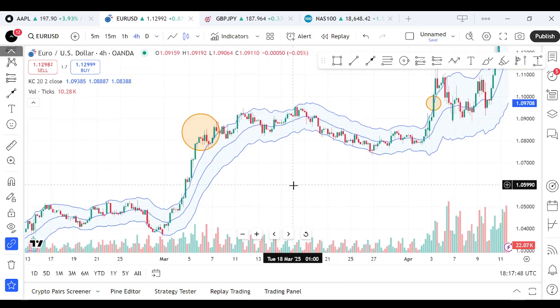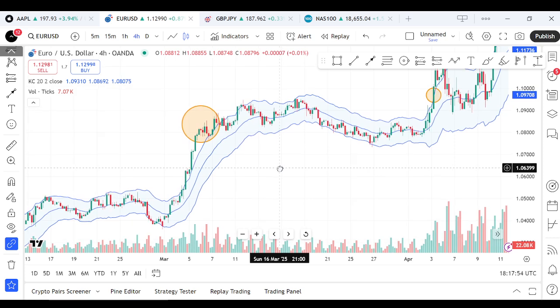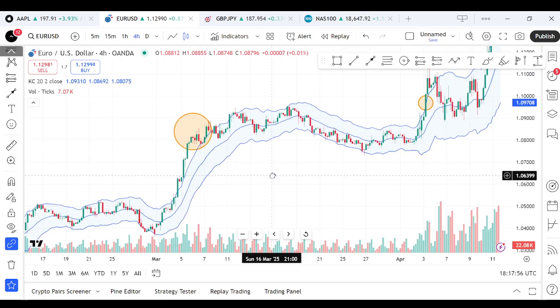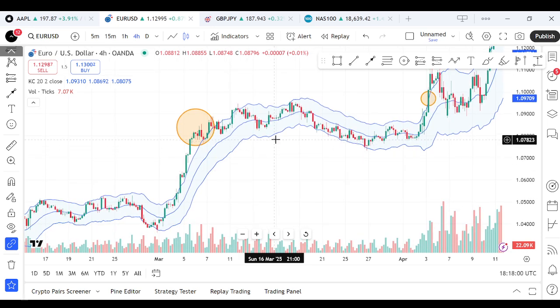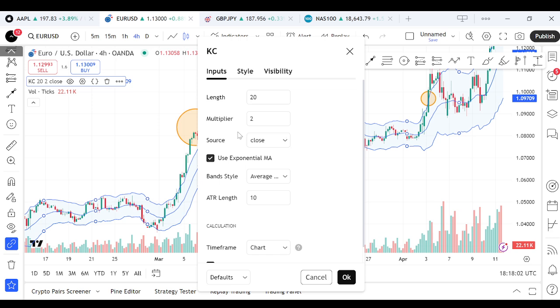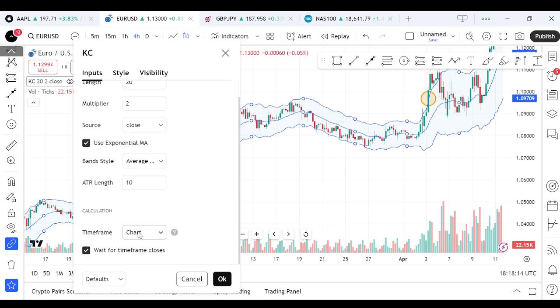Now, how do we trade? How do we swing trade with the Keltner channel? And that's where I'm going to tell you about the Keltner channel swing trading system which I use. The very first step is to set up the Keltner channel, put it on your charts, and set your default settings: the EMA length should be 20, the multiplier should be 2, the ATR should be 10, and it should be set to average true range.